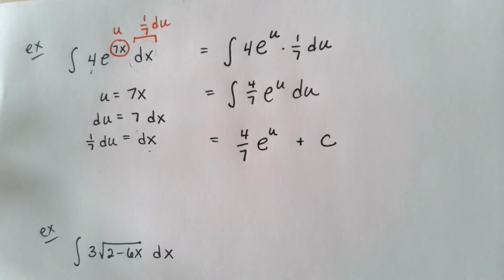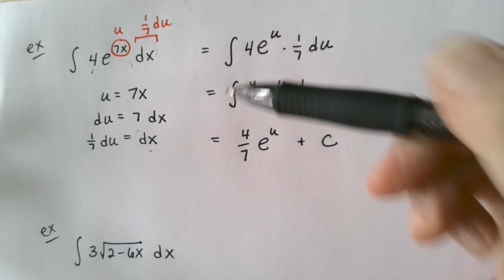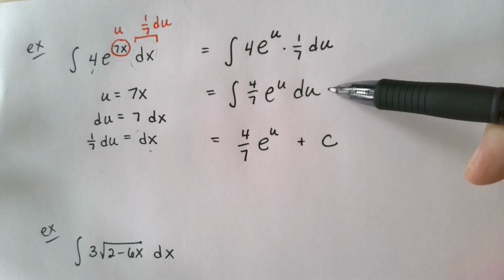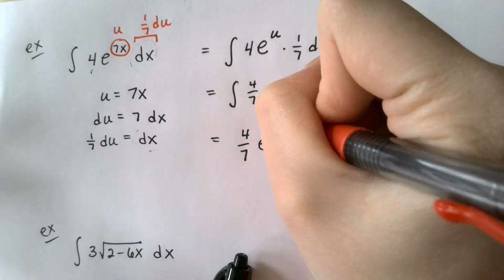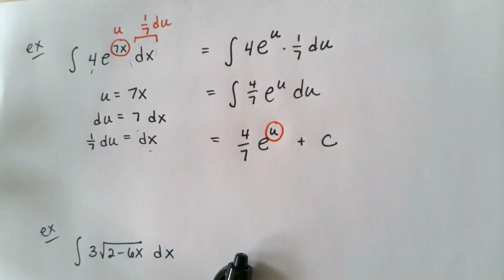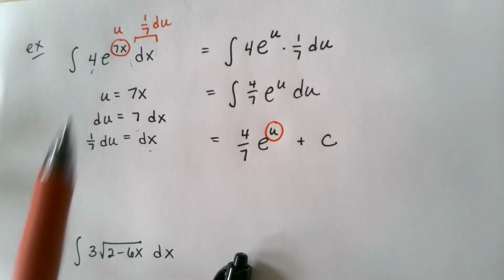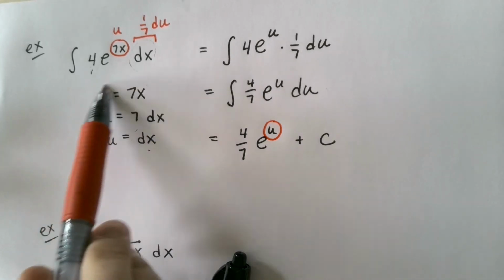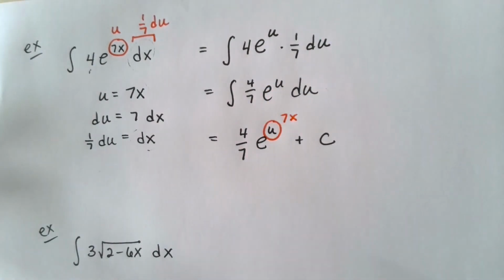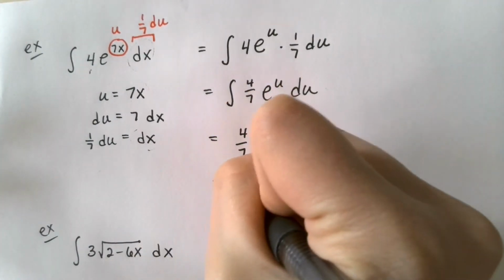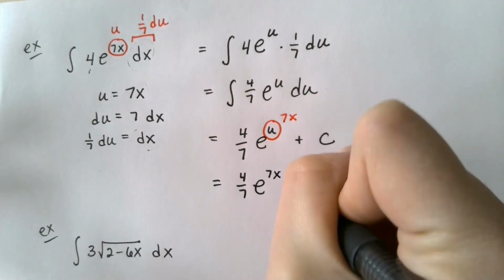Now that I've actually integrated, and it looks like I didn't do anything just because this happens to be its own integral, but technically I've integrated. The integral and the du are gone. As soon as I take this step, now it's time to switch back from u to x. You always want to make sure you end by switching back into x's. And it will only require just the original substitution. U is 7x. So that's what I'm going to write in that spot in my last line. So I have 4/7 e to the 7x plus c.